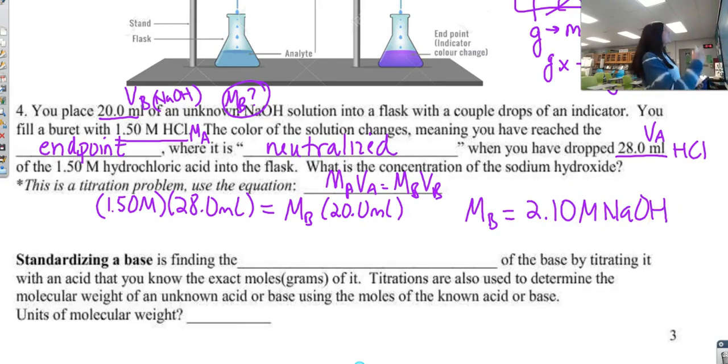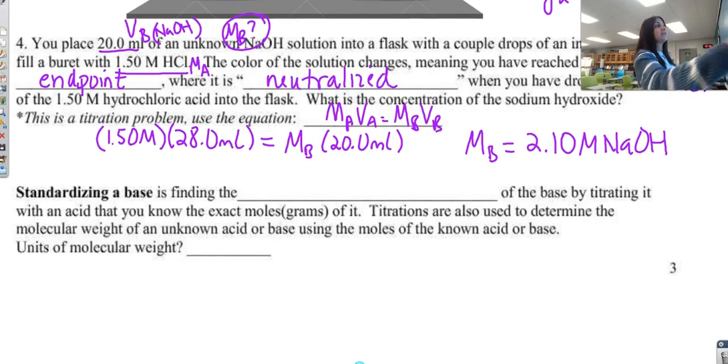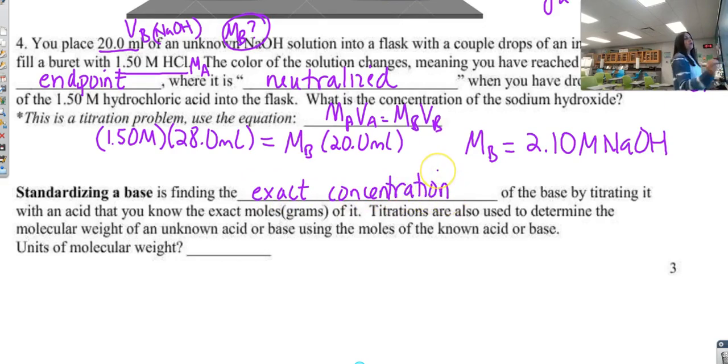They will sometimes tell you that the molarity of your base is about 2 molar, but we're standardizing it. So we're trying to figure out the exact concentration, or close to the exact concentration, of the base. In other words, we find the molarity of the base by titrating an acid using the exact moles or grams of it. Titrations are also used to determine the molecular weight of an unknown acid.